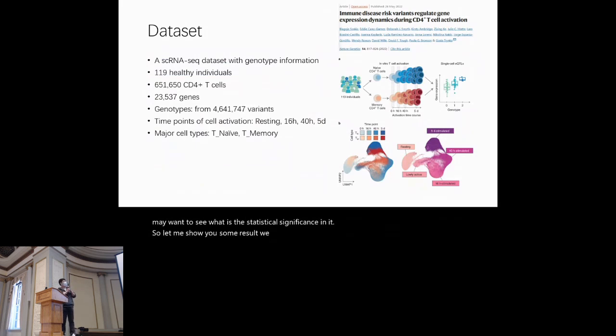We are working on more results, and this is a data set that we already have some results on. This data set has 119 healthy individuals, working on CD4 plus T cells, and they also have four time points of cell activation and two major cell types, which could provide us with different cell contexts.